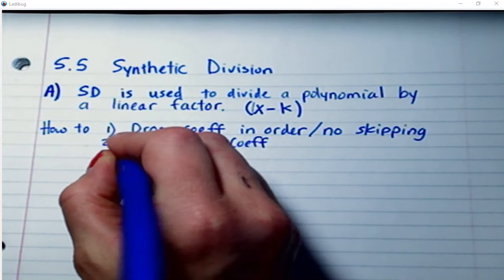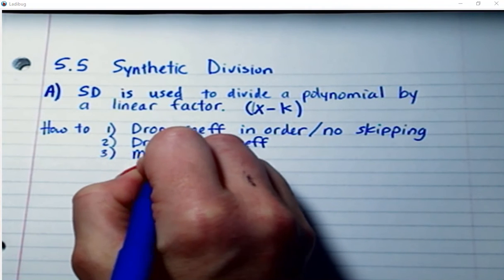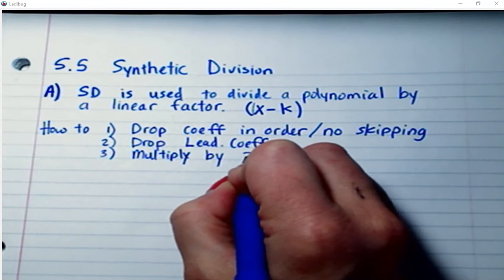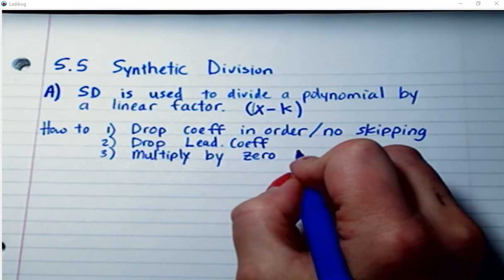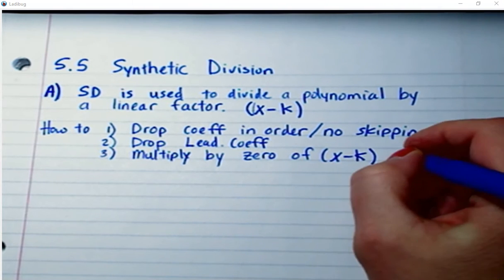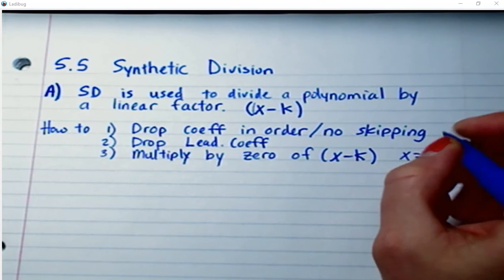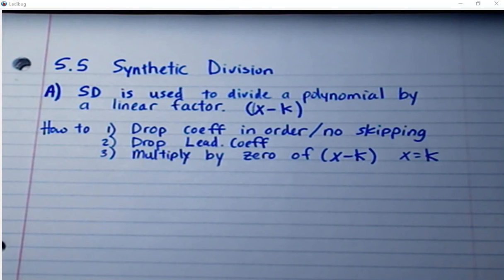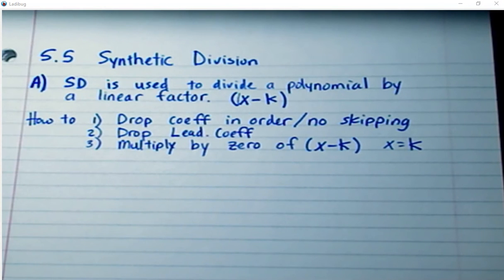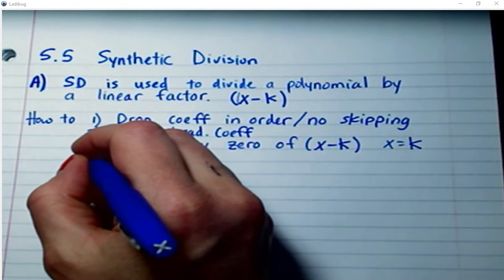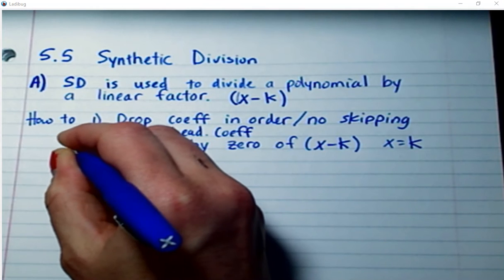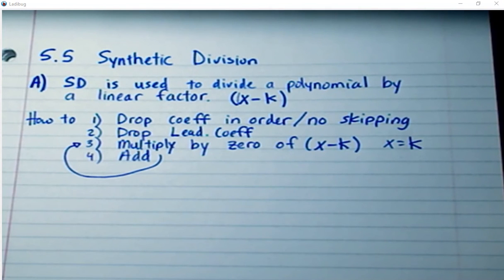3, multiply by the 0 of x minus k. All right, so we're multiplying by the 0 of that factor I was dividing by. And 4, add, and then repeat. Drop, drop, multiply, add.